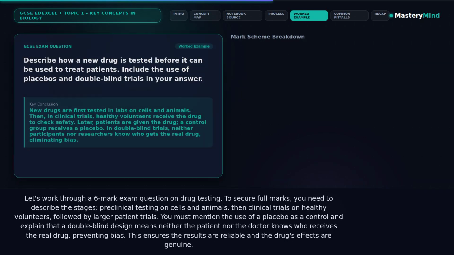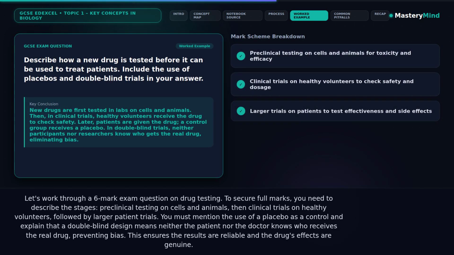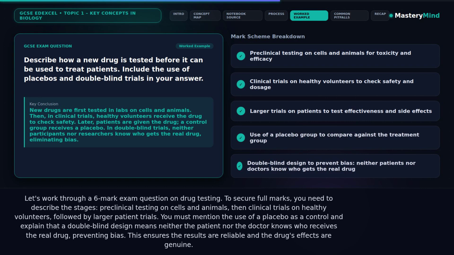Let's work through a 6-mark exam question on drug testing. To secure full marks, you need to describe the stages: preclinical testing on cells and animals, then clinical trials on healthy volunteers, followed by larger patient trials. You must mention the use of a placebo as a control and explain that a double-blind design means neither the patient nor the doctor knows who receives the real drug, preventing bias. This ensures the results are reliable and the drug's effects are genuine.